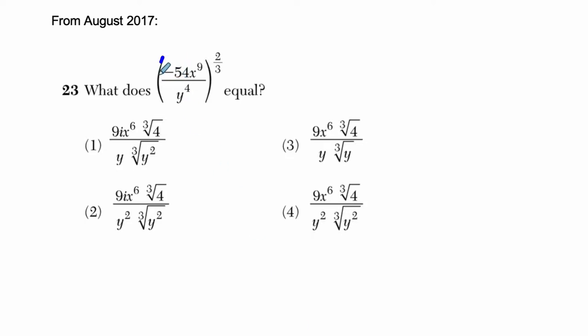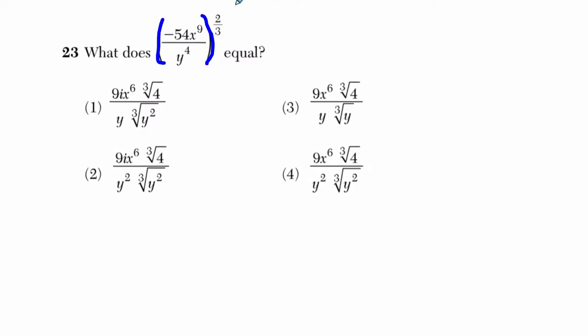Okay, what do we do here? So we've got this fraction, and it's raised to the 2/3 power. The first thing you want to think about is how to distribute this exponent to every factor inside. It turns out we can distribute exponents to factors, right? We distribute exponentiation over multiplication.